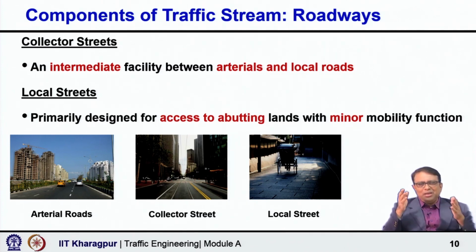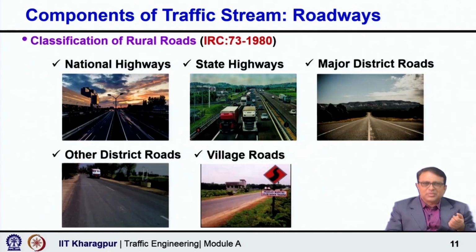You develop a highway, widen the road, connect every village to the highway. Trying to achieve both, you will only create conflict and you will find a lot of accidents happening. Similarly, the rural roads are also classified based on accessibility and mobility.